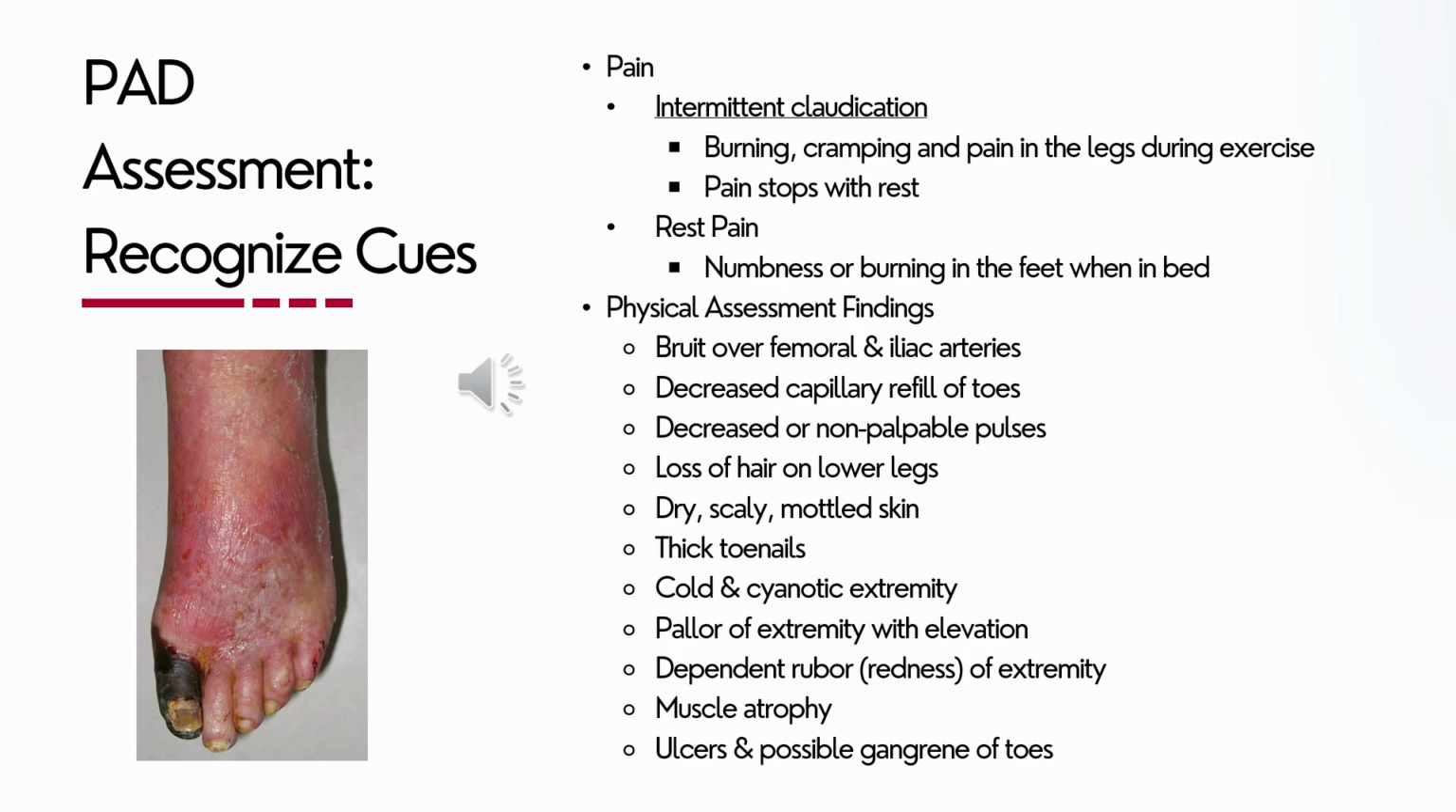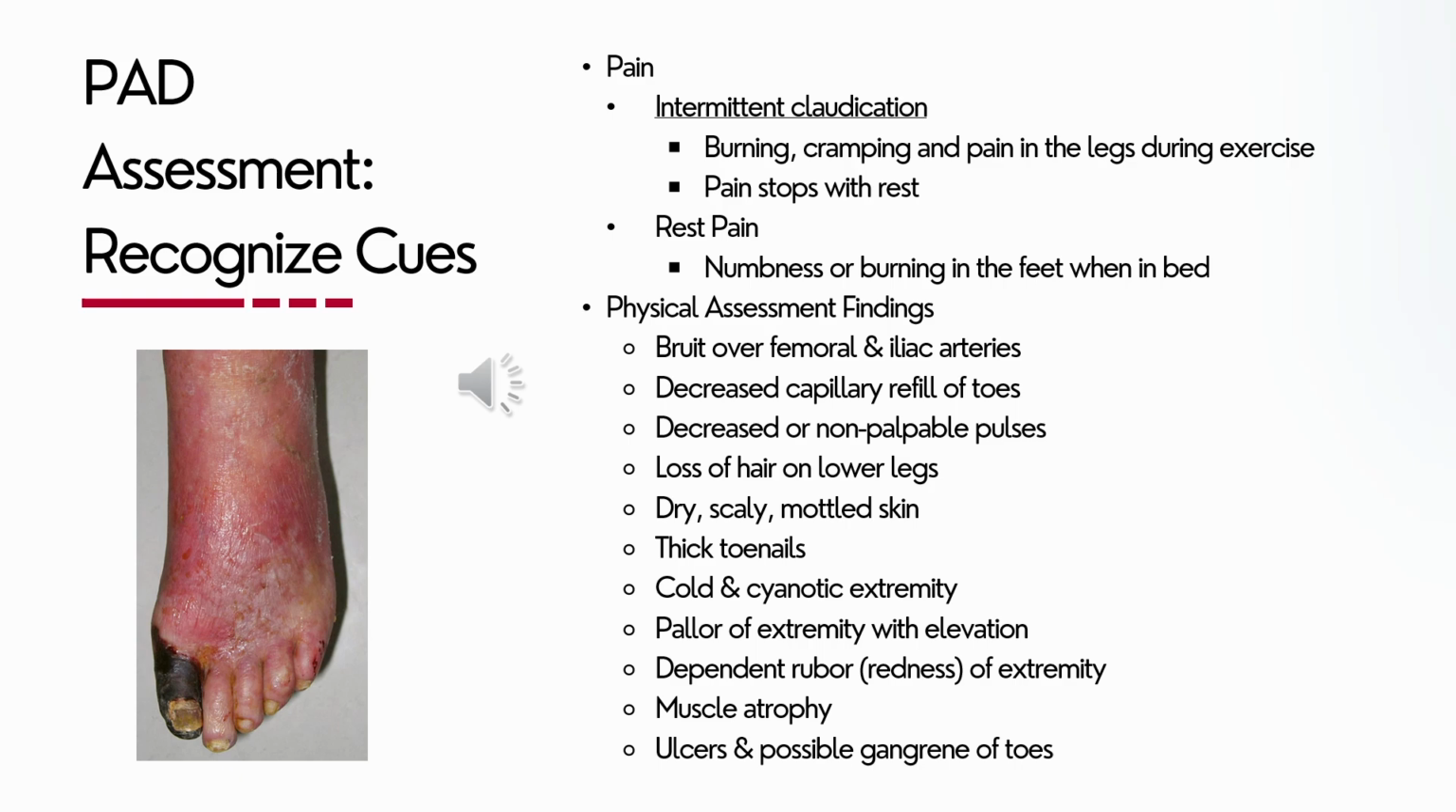On our inspection, we may see a loss of hair on the lower legs, along with dry, scaly, or even mottled skin. The affected extremity may even feel cool to the touch, and it can appear cyanotic or pale whenever it's elevated. Whenever it's lowered, the leg may have some dependent rubor, which is a reddish-purple discoloration, which is due to reactive hyperemia.